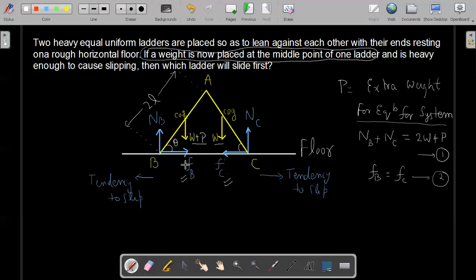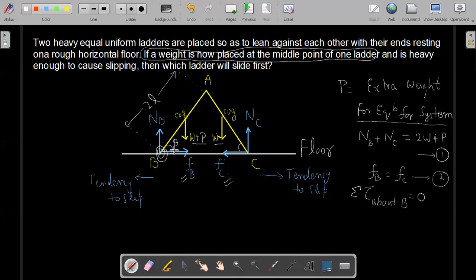The total torque has to be zero about any point on the system. I prefer point B as my reference point. I choose B as my reference point about which we will calculate the total torque. So the sum of torque by all forces about the point B must be zero for the rotational equilibrium condition.